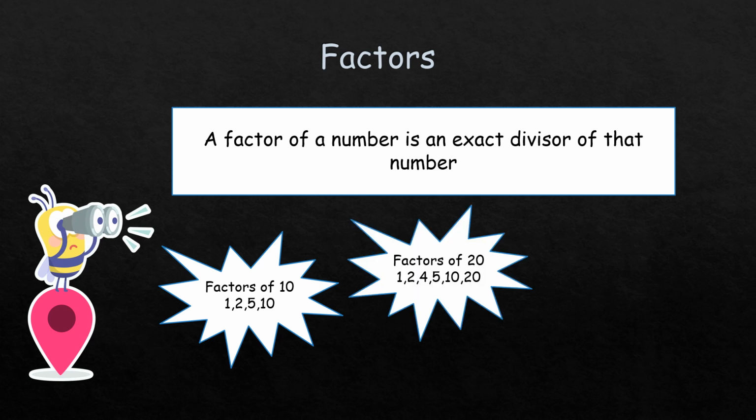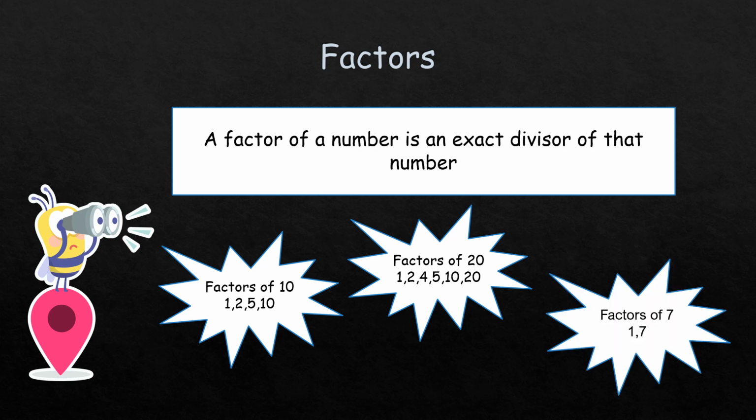Let's see one more example. Factors of 20. 1, 2, 4, 5, 10 and 20 are all factors of 20. So when you divide 20 by all these numbers, you get a remainder 0. One more example. Factors of 7. So what are the factors of 7? 1 and 7. Yeah, so when you divide 7 by 1 and 7 by 7, you get a remainder 0.